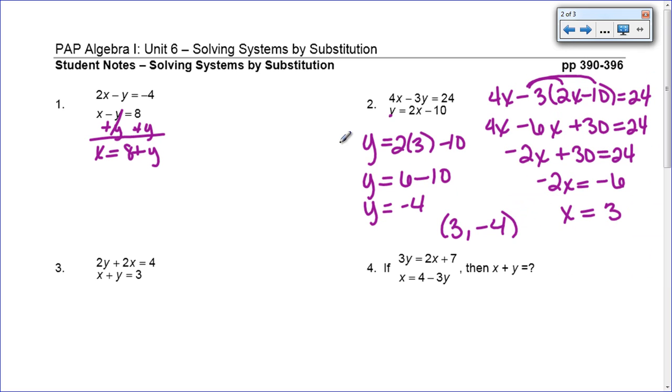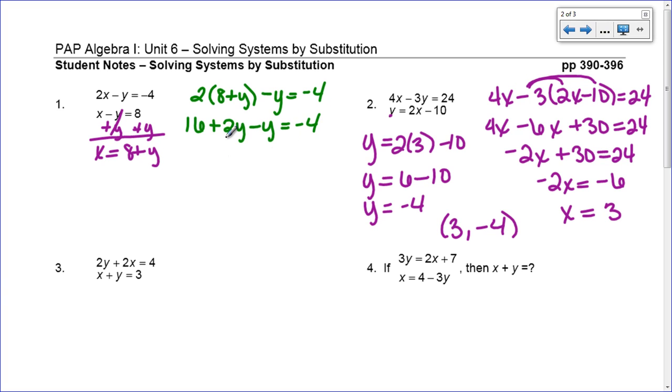So stuff doesn't run into each other. So I have 2x, and in this case x happens to be 8 plus y, minus y equals negative 4. So we're going to distribute again. So I have 16 plus 2y minus y equals negative 4. And we're going to combine like terms. So 2y minus y makes 1y.